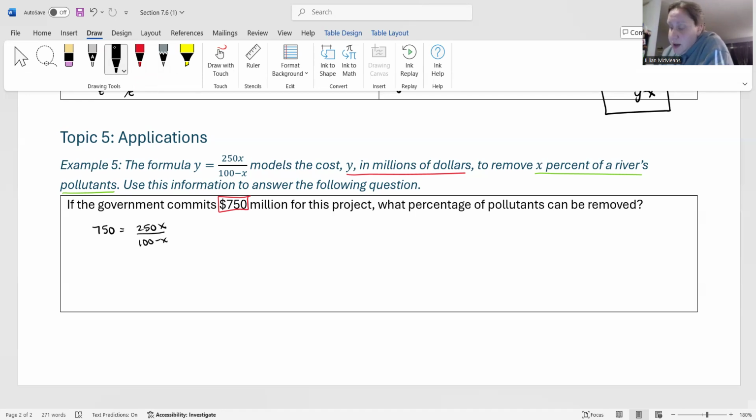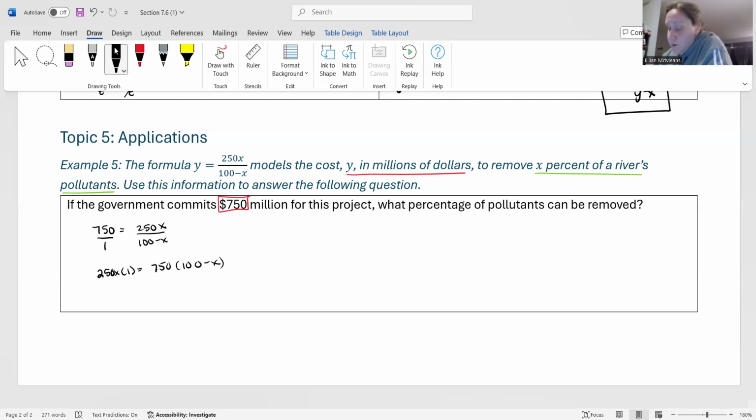And if you look at this, this could certainly be written as a proportion. So keep your eye out for those proportions, because remember, solving a proportion is a heck of a lot easier and quicker than solving a regular rational equation. So I can write this where I have 750 over 1 equals 250x over 100 minus x. Have a proportion. We can now cross multiply. So I get 1 times 250x equals 750 times 100 minus x. And now we can just solve this.